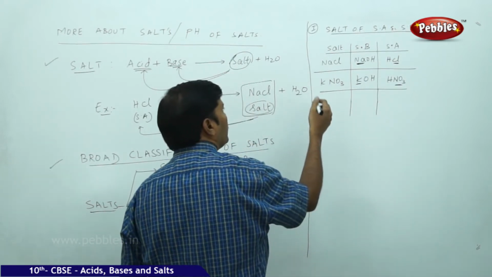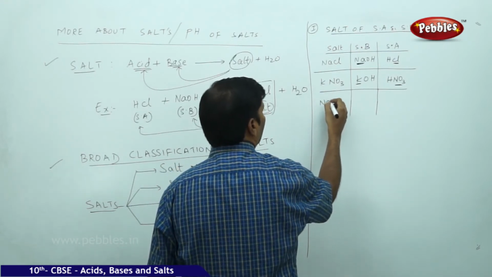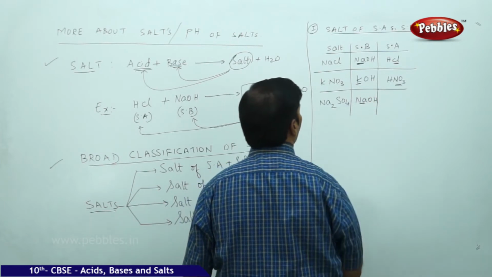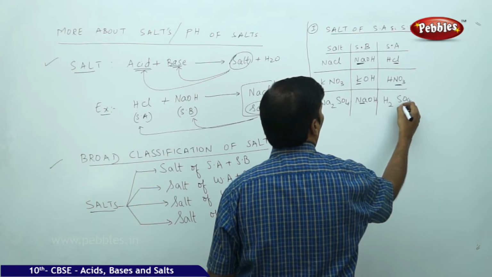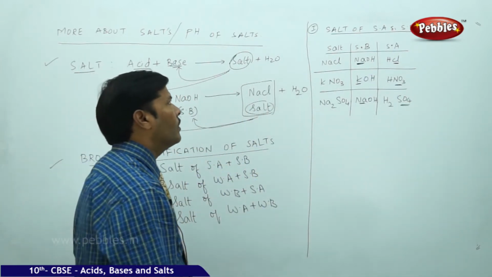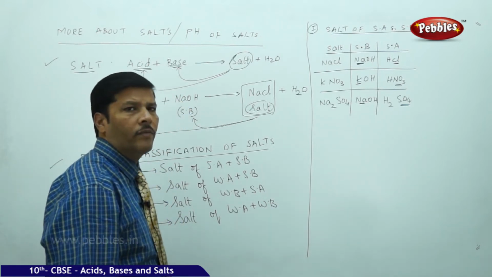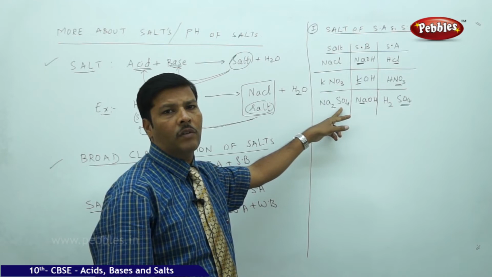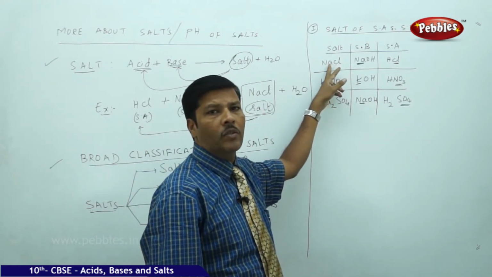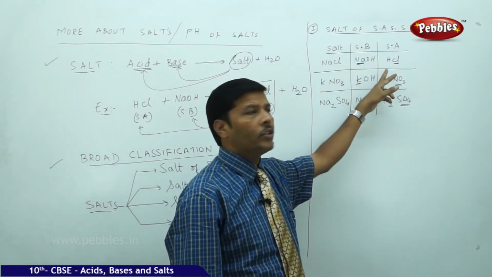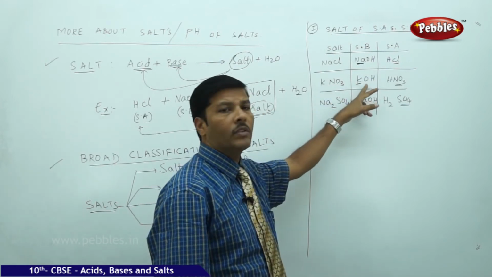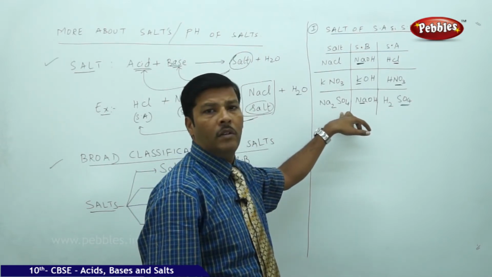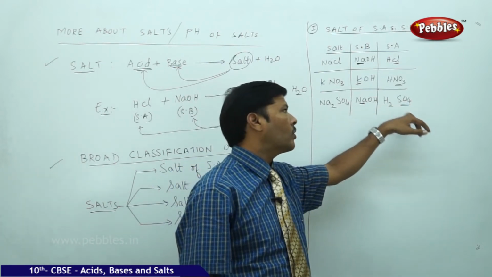You can take, for example, sodium sulfate. The base is NaOH and the acid is H2SO4, sulfate. Sodium chloride is a salt of strong acid and strong base. Potassium nitrate is a salt of strong acid and strong base. Sodium sulfate is also a salt of strong acid and strong base. Sodium chloride has strong base NaOH and strong acid HCl. Potassium nitrate has strong base potassium hydroxide and strong acid nitric acid. Sodium sulfate contains strong base sodium hydroxide and strong acid sulfuric acid.